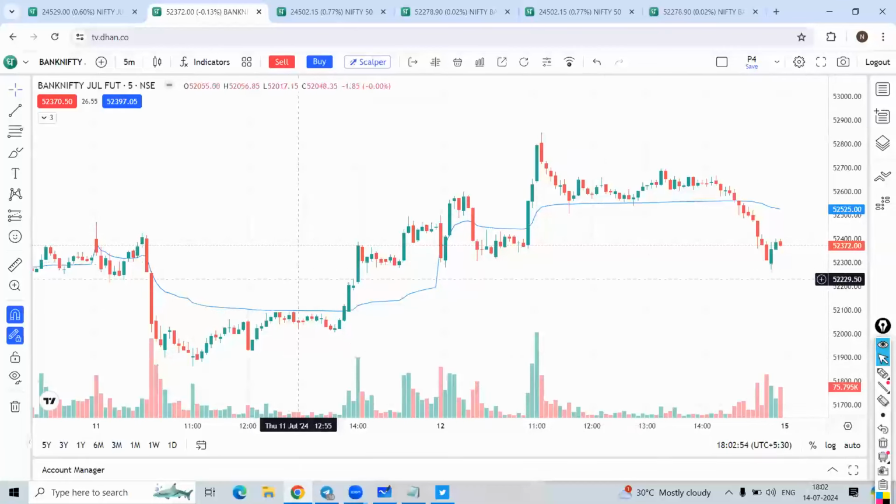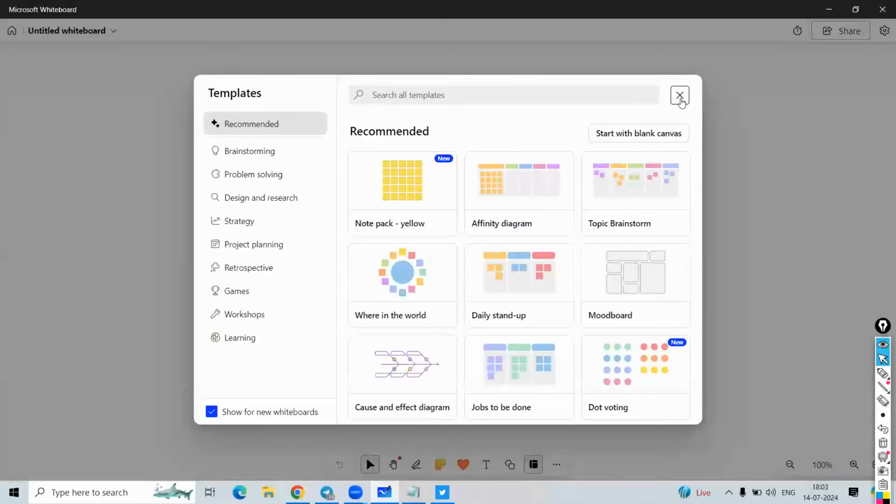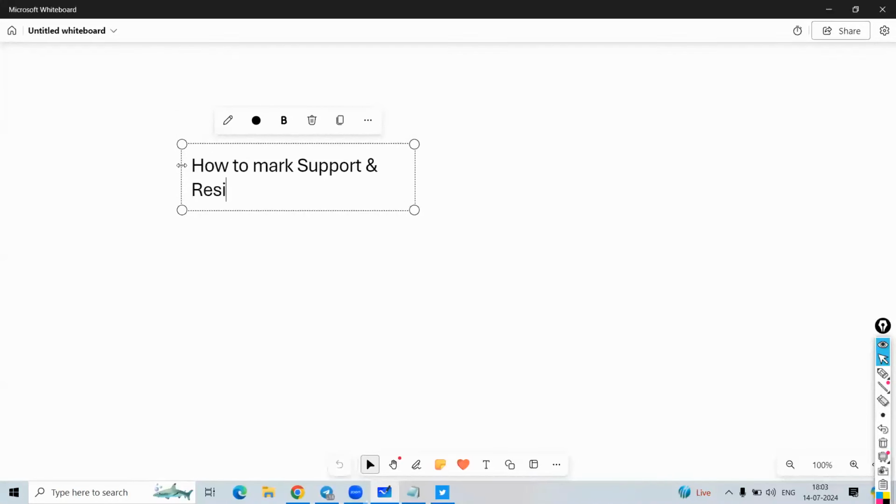Support and resistance, there are different ways. So I'm not a big fan of using fancy slides. For me, I believe more explanation can be done on the whiteboard, so that I can easily explain what, when, and how. So, how to mark support and resistance.